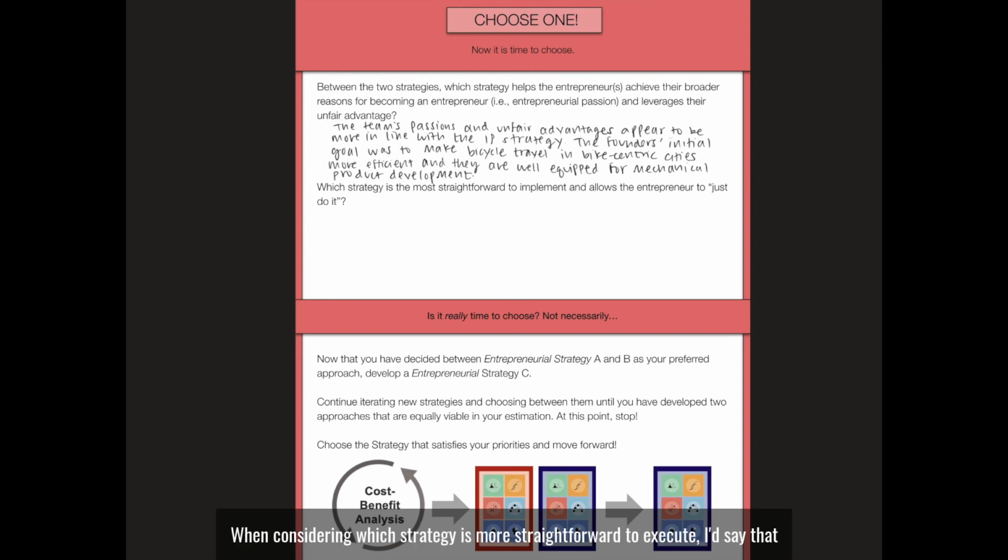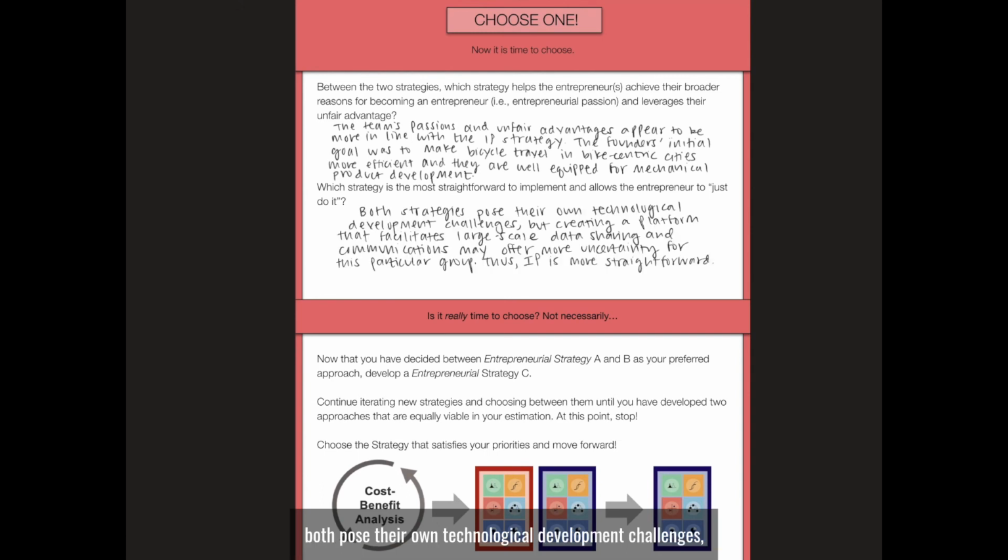When considering which strategy is more straightforward to execute, I'd say that both pose their own technological development challenges, but creating a platform that will facilitate e-bike data sharing and widespread communications may offer more uncertainty for this particular group, so it may be more straightforward to pursue that IP strategy. So all things considered, it looks like an IP strategy would be the most viable for this particular team to pursue. And that concludes our extensive analysis of all of these alternatives.